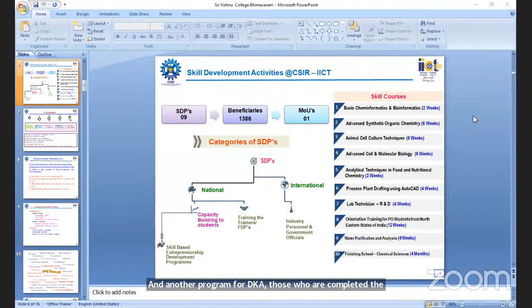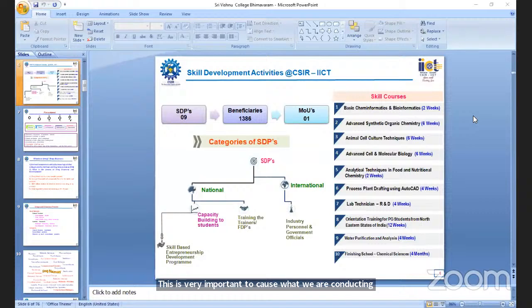And a simple lab technician course also we are conducting, because for those who have studied 10th class and intermediate level, we need to give training to go and settle in industry in the lower cadre as a chemist, a lab technician. This is a very important course we are conducting for the intermediate.